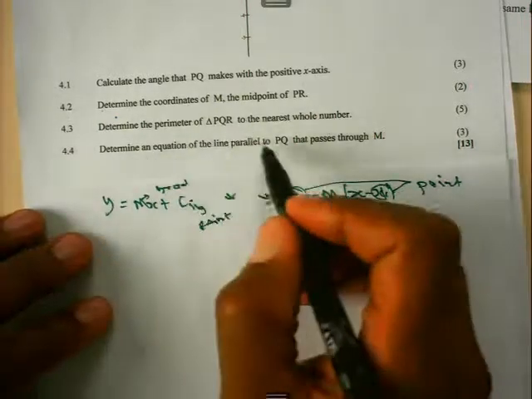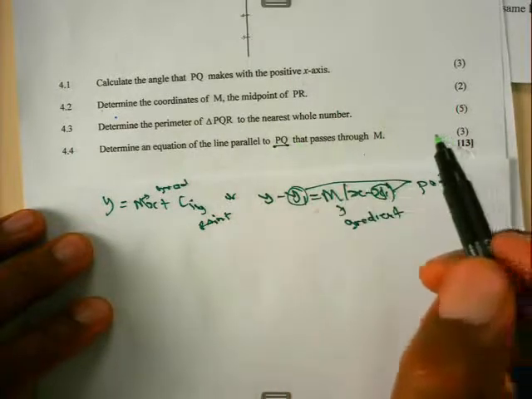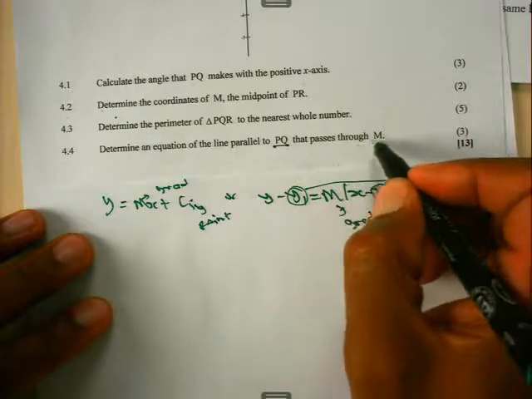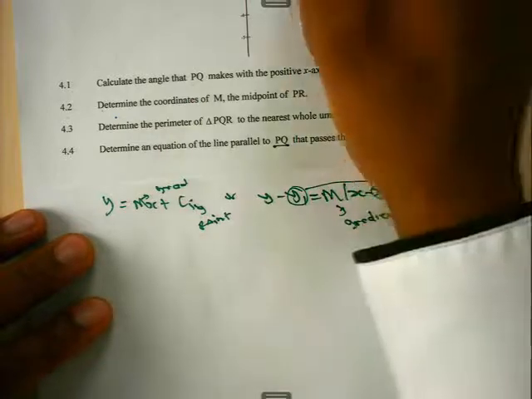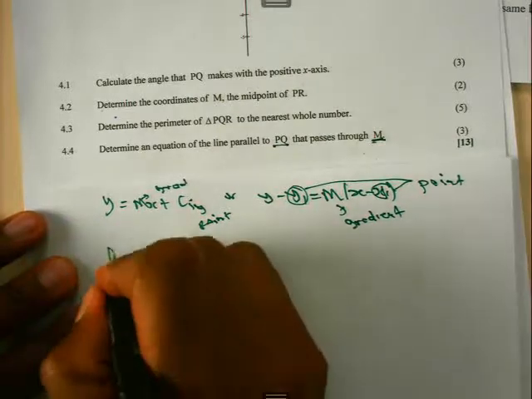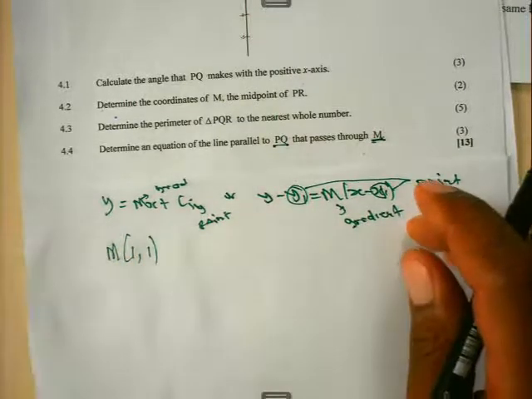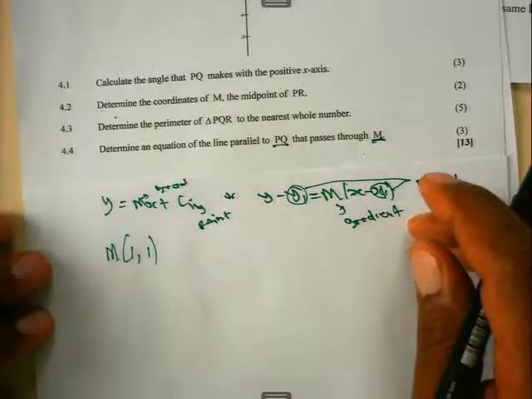Of course, now let us look at this one. They said you must determine the equation of the line parallel to PQ, and that line passes through M. Then here is our M. You still remember what the coordinates of M are? Yes, the coordinates of M then were 1 and 1. That was our midpoint of PR.